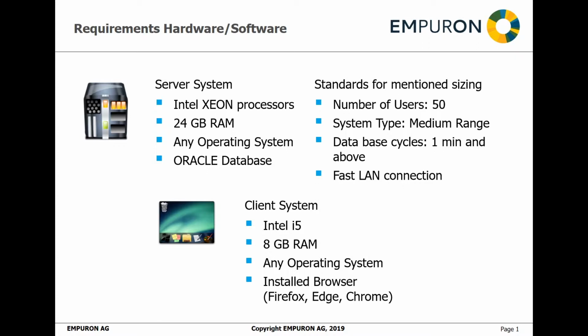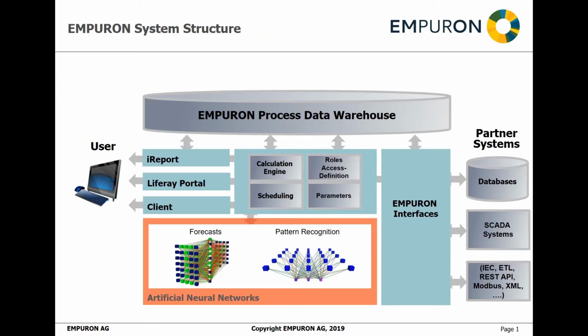On this slide, you see the system structure of the software. On the right side, you'll see the interfaces. At the bottom, you see that there can be different Spectrum Power SCADA systems around. Also, databases can be introduced to the system, and their data will be collected then. Even ERP systems can be attached. This is done with the interface level consisting of a set of protocols and tools, e.g. IEC, REST API, XML, and many more.